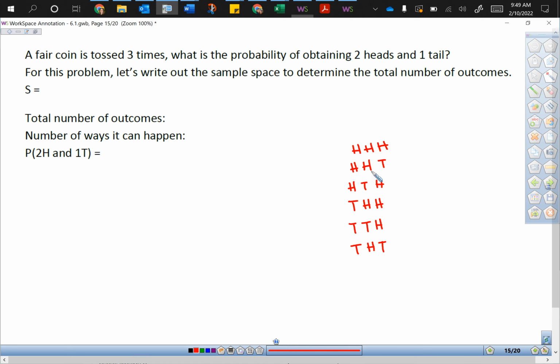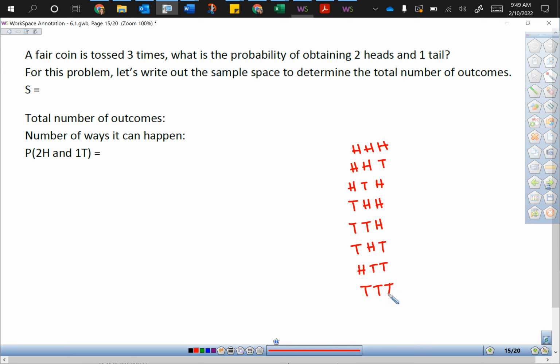1, 2, 3, 4, 5, 6. Where am I at? Head, tail, tail. Very good. Head, tail, tail. And then I could toss all 3 tails, right? That's one of the ways. But did you notice that it takes a little bit of thinking, right?